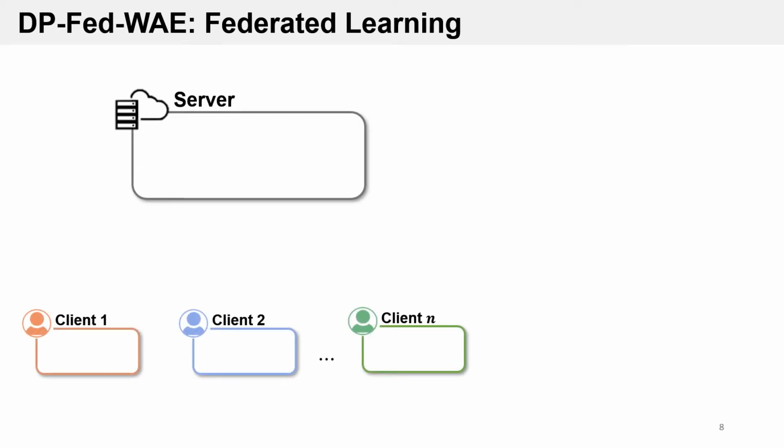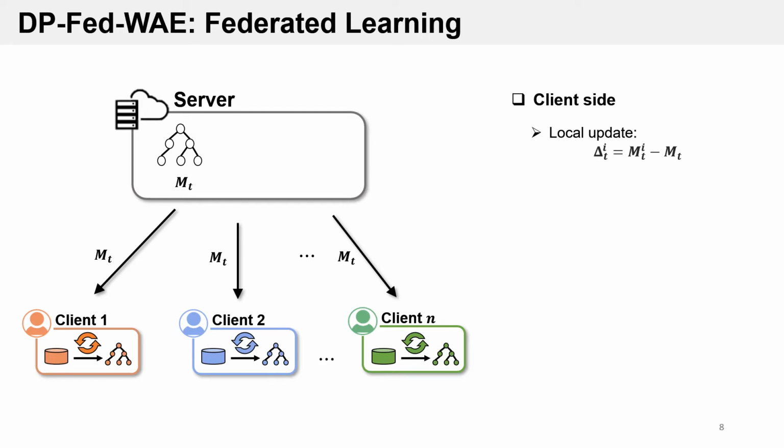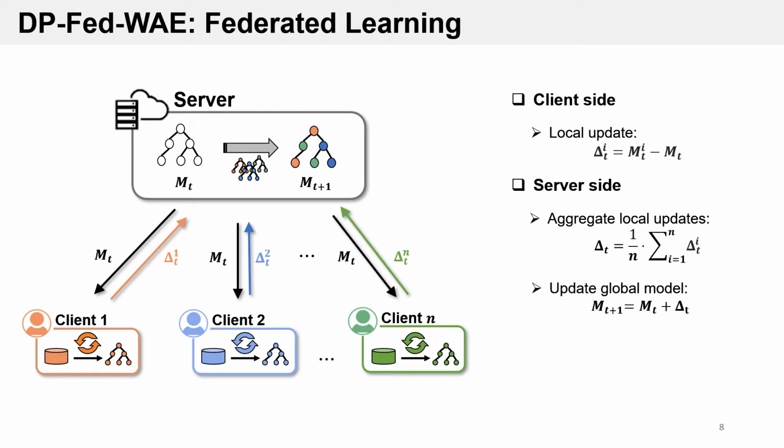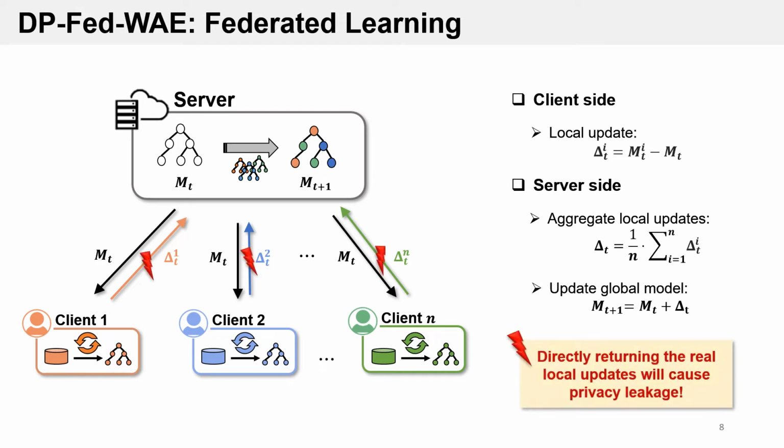In order to prevent the server from accessing the real local data, we propose to train the autoencoder using federated learning. The training process goes as follows. In each global round, the server distributes the current global model to a group of local clients. Each client trains the model using his local data and computes the local update, which will be returned to the server for updating the global model. Although federated learning successfully avoids the collection of real data, recent studies point out that returning the local updates may still cause serious privacy leakage.